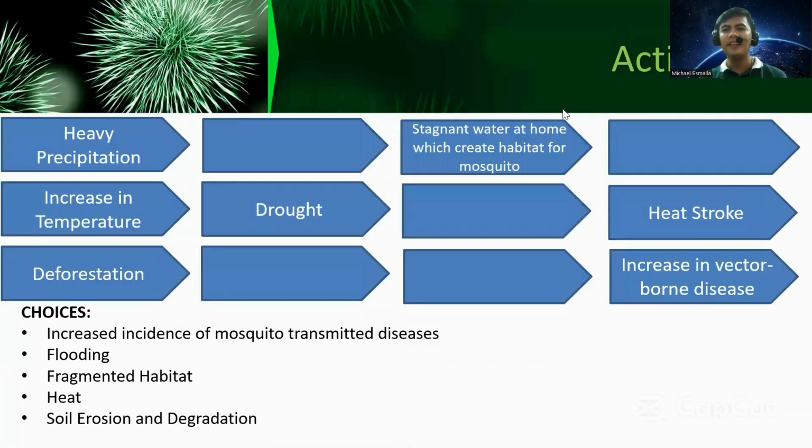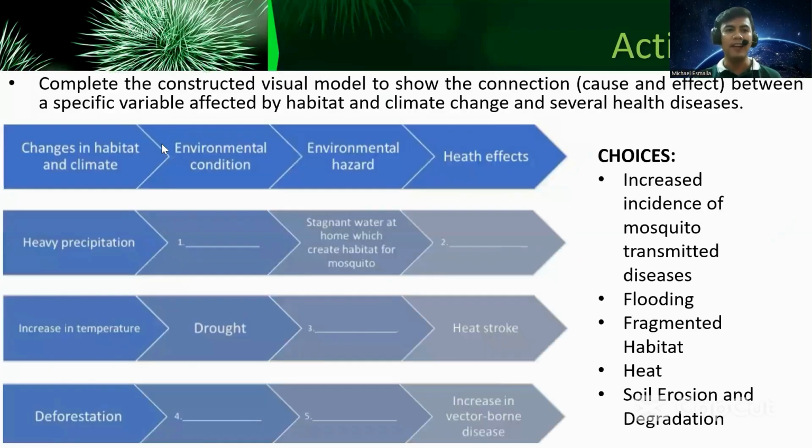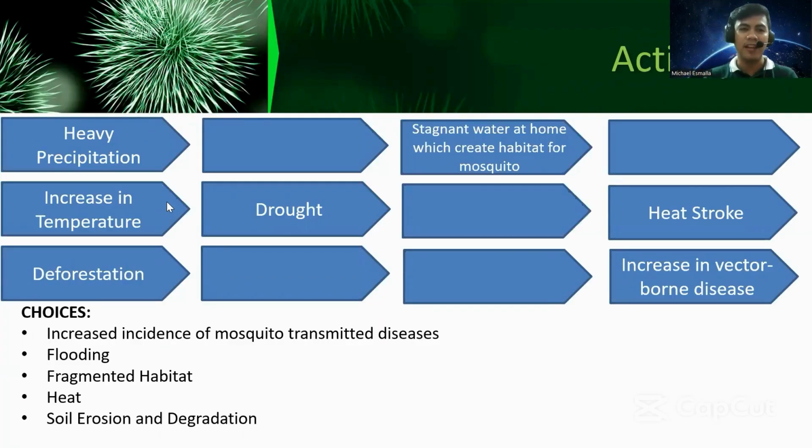Okay, there you go. So let's now try to check your answers. First, we have here the changes in habitat. We have three givens for this: heavy precipitation, increase in temperature, and deforestation.